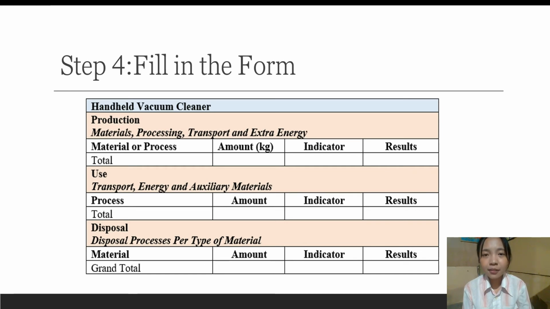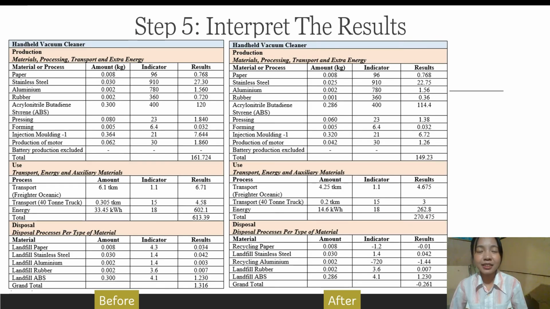For the indicator value, it is referred to Eco Indicator 99. The result is obtained by multiplying amount and indicator. The last step is to interpret the result. Here we can see that the amount of material of stainless steel and ABS is reduced. The process of injection molding and production of motor are also reduced.